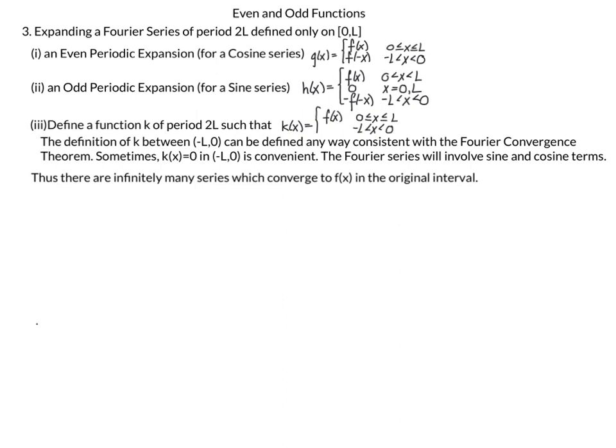So we'll do some examples. Oh, and there was one other thing. Sometimes it's convenient to define a function k of period 2L such that k of x is equal to f of x from 0 to L, and it's equal to anything that's convenient between negative L and 0. So let's do some examples.